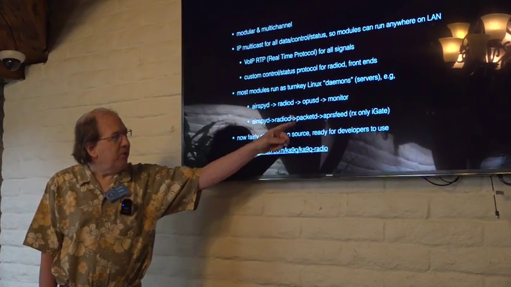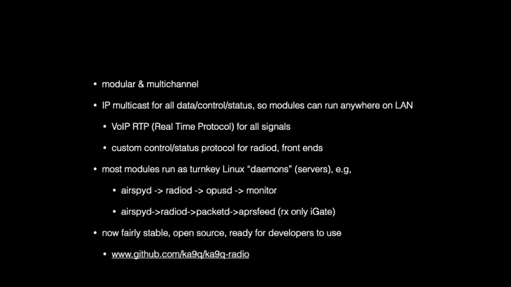Another example of the signal flow that I use actually quite a bit is AirSpy to Radio D to Packet D, which is a packet decoder. Instead of compressing the audio so you can listen to it, it just runs a 1200 baud FSK Bell 202 modem we've had for almost 40 years now for 1200 baud packet radio. And then it goes into another program called APRS feed, which feeds that all into the APRS backbone network. So this functions as a receive-only iGate.